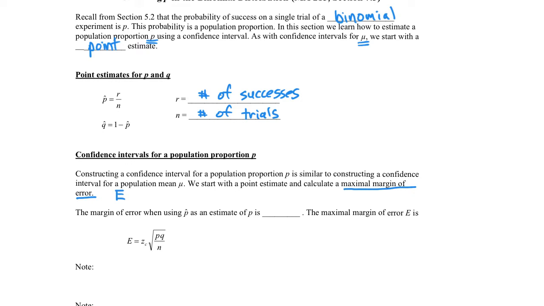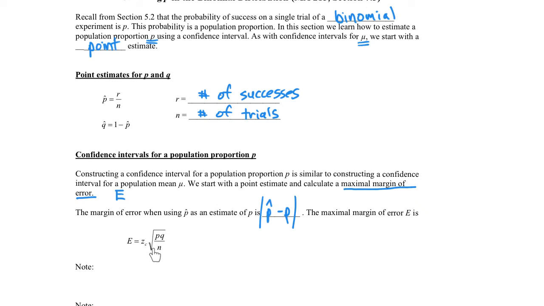So the margin of error when using P hat as an estimate of P is P hat minus P in the absolute value. So we're just interested in the magnitude of that. And that's the same as what we had before. Remember with margin of error, when we were using X bar, it was X bar minus mu in the absolute value. So it's the same concept as before. So the maximum margin of error E is defined this way. So this is a new formula for us.